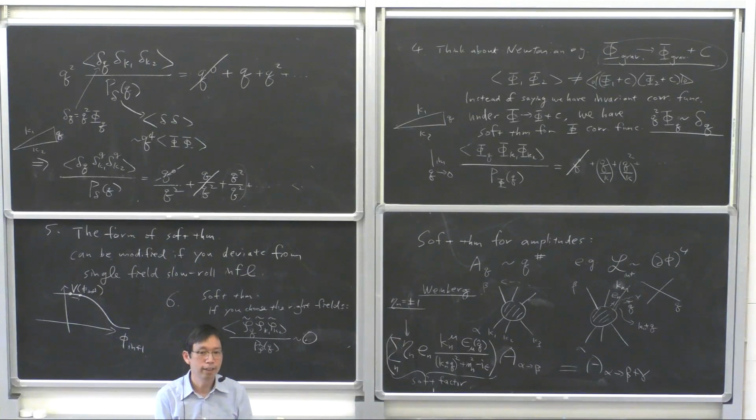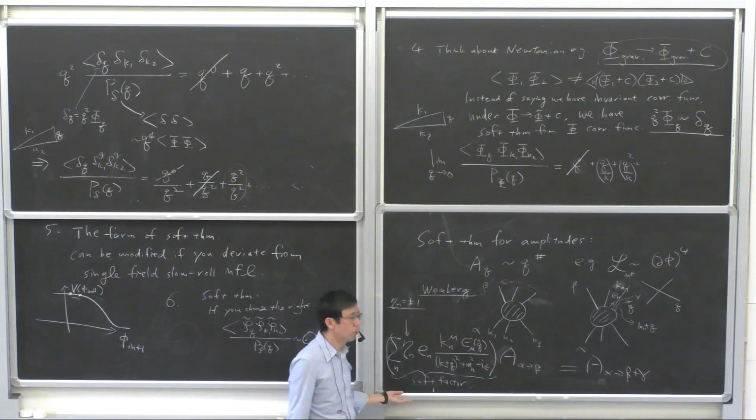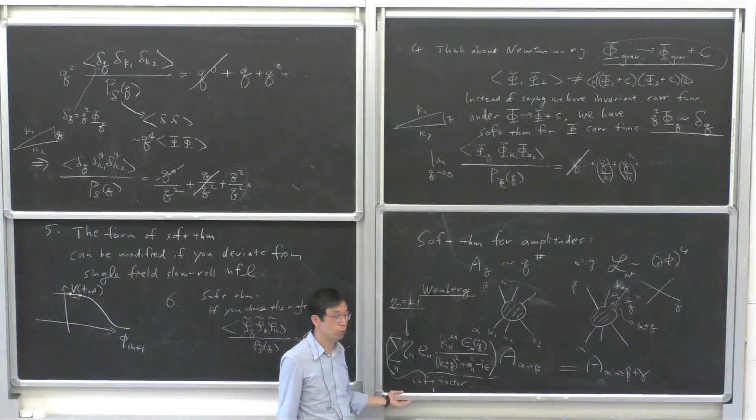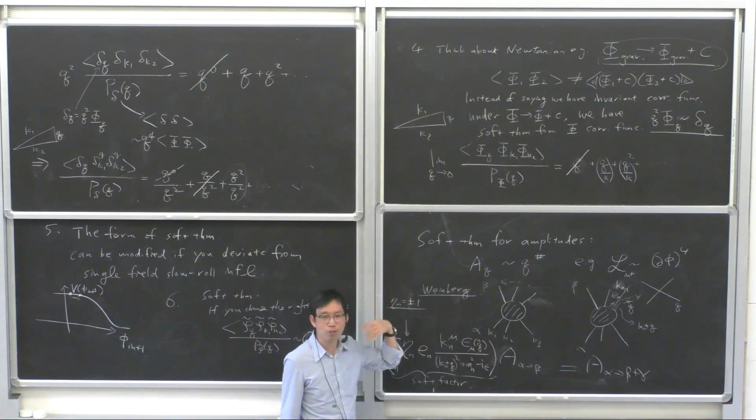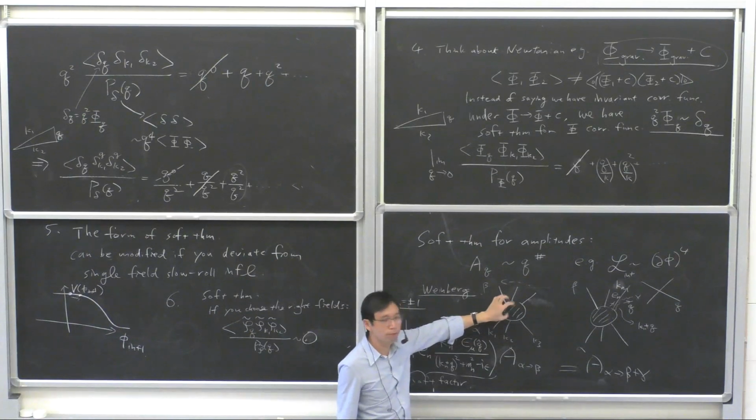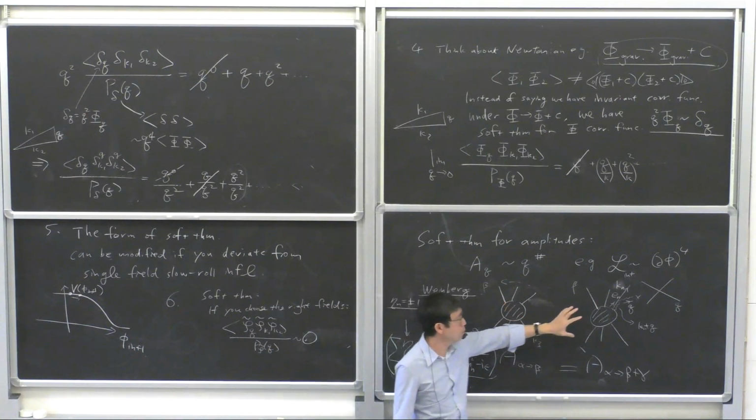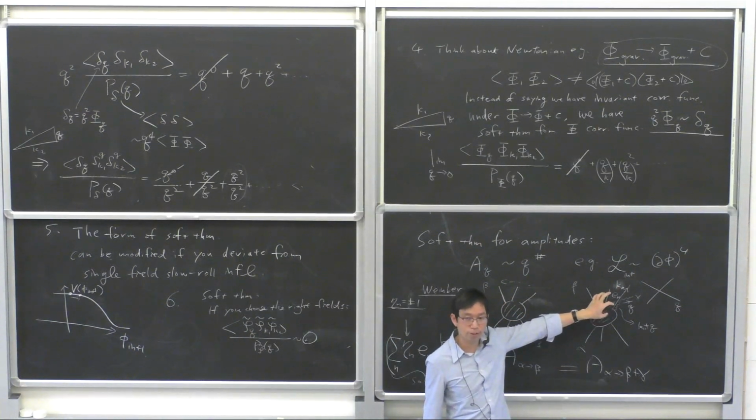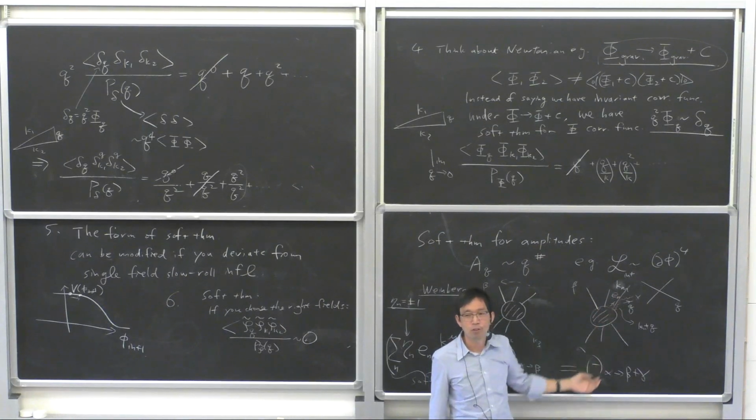You're good? Okay, so by the way, let me make a comment already about this. This actually looks kind of like our soft theorems already, because this is some n-point function, and this is some n plus 1 point function with the addition of the soft photon. You see what I mean?